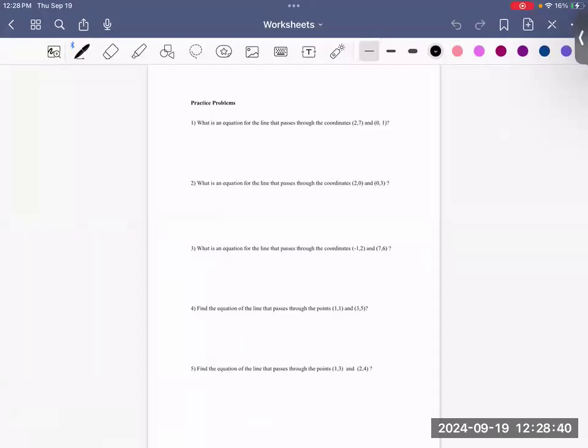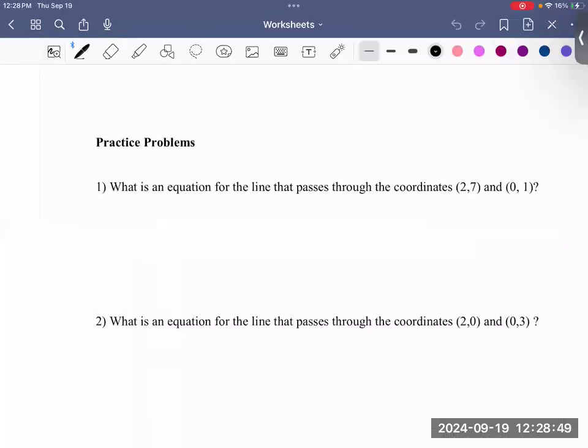Today we're going to be working on how to create an equation of a line given 2 points. There are two different ways that we can do this. We can either use the equation y equals mx plus b, which is your slope-intercept form, or you can use your point slope form. Again, this is just given 2 points.